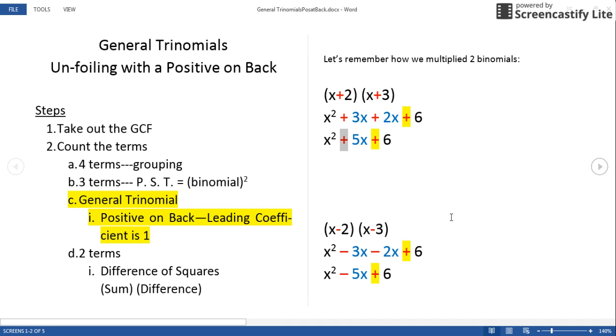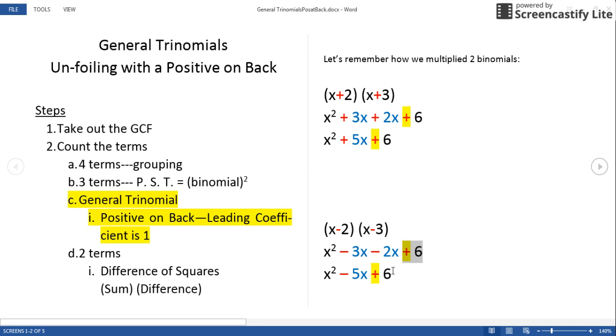What about if we had something that had two negatives, like x minus 2 and x minus 3? X times x, the first ones, made x squared. On the outside, x times negative 3 made negative 3x. On the inside, negative 2 times x made negative 2x. And then the last, negative 2 times negative 3, made a positive 6. Two negatives multiply to be a positive 6.